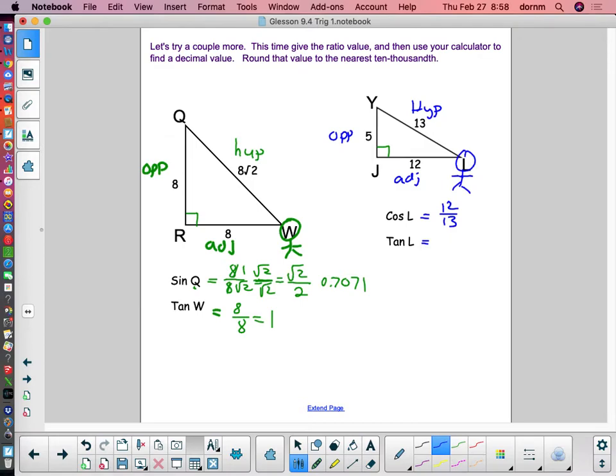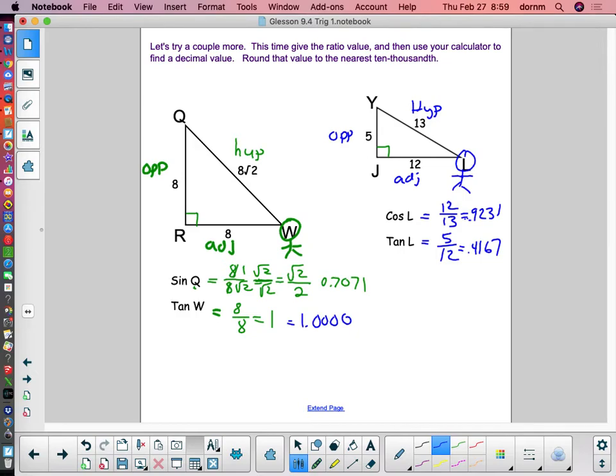All right. So what would the tangent of L be? Tangent is TOA. 5 over 12. Okay. How about as a decimal value? 1 obviously would be 1.0000. Okay. 12 over 13, what is that? 0.9231. Okay. How about the tangent? 0.4167. You can put the 0 point if you want, or you can just do the decimal point. It's fine.